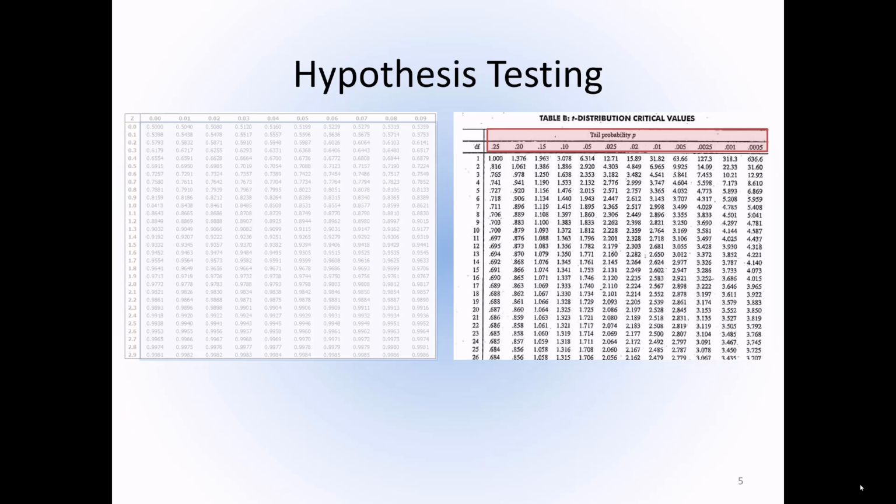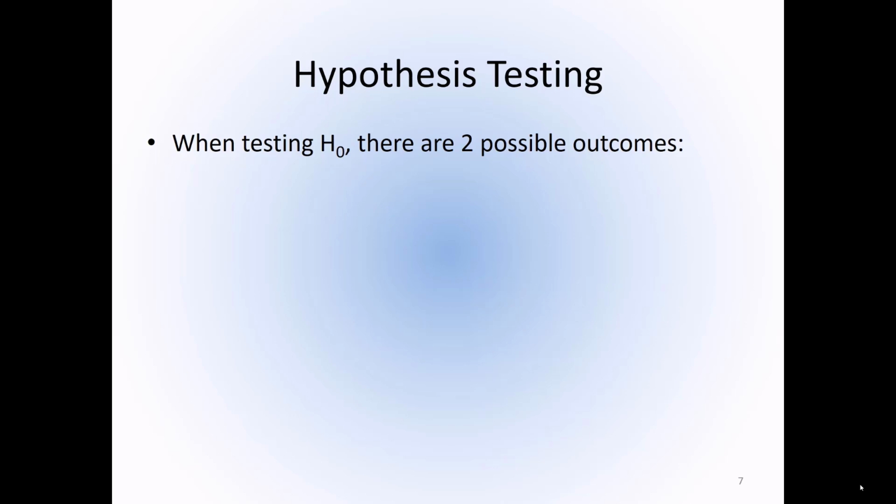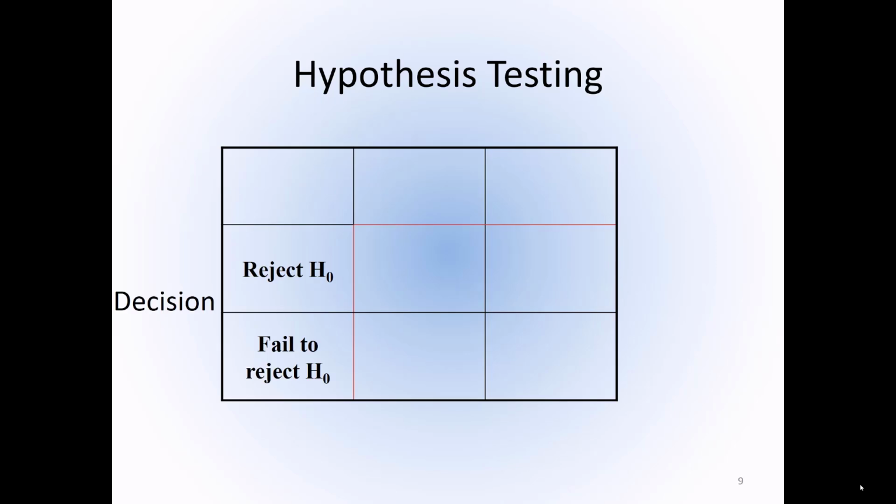But how do we determine which p-value to use when we are deciding if we should reject or fail to reject the null hypothesis? Well, this is a good question, and this lies in the basis of hypothesis testing. So we've got two possible outcomes here. We can either fail to reject the null hypothesis, or we can reject it, again fitting back into probability theory and the binomial distribution. So we can put this into a table to help us decide how we determine what our p-value should be.